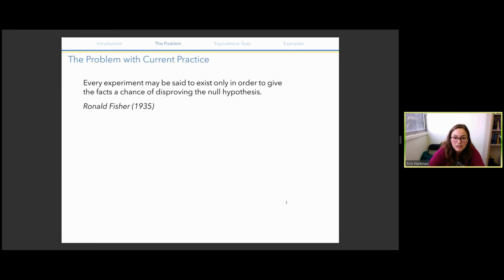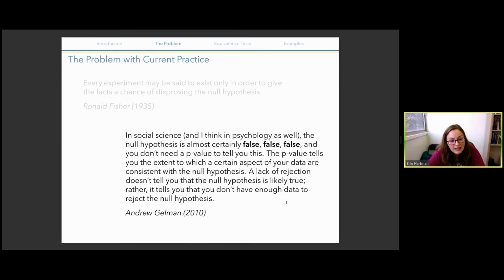And so as Fisher said, every experiment may be said to exist only in order to give the facts a chance of disproving the null hypothesis. By setting up our test this way, we're not really giving the data a chance to do this. And Andrew Gelman says in social science, the null hypothesis is almost certainly false, right? So we want the null to be something that we believe to be untrue. You don't need a p-value to tell you this. A p-value tells you the extent to which a certain aspect of your data are consistent with the null hypothesis. A lack of rejection doesn't tell you that the null hypothesis is likely true. Rather, it tells you that you don't have enough data to reject the null. Right? So this is the main problem here. This lack of rejection doesn't tell you your null is true.